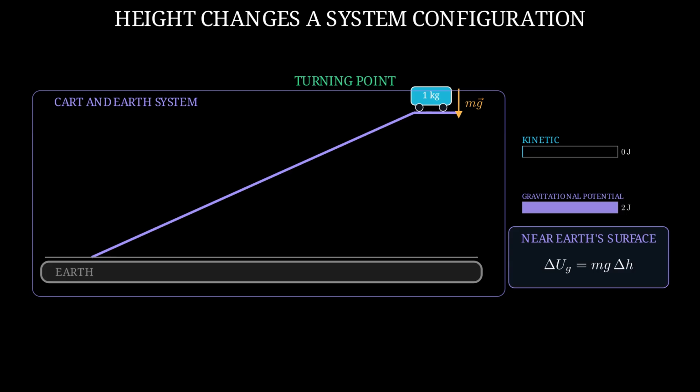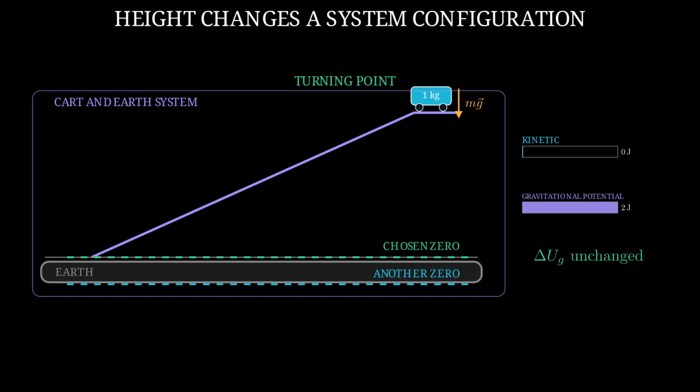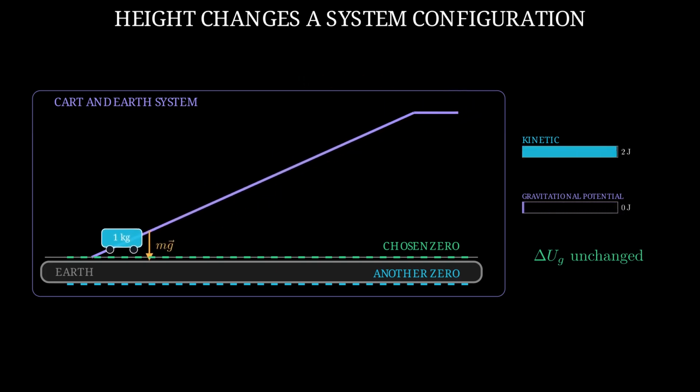Where is 0 gravitational potential energy? We may choose the bottom of the ramp as 0. We may instead choose a lower reference and add the same constant to every displayed value. The labels change, but the energy difference between the endpoints does not. Motion depends on that difference, not on our bookkeeping origin. Release the cart from the same turning point.